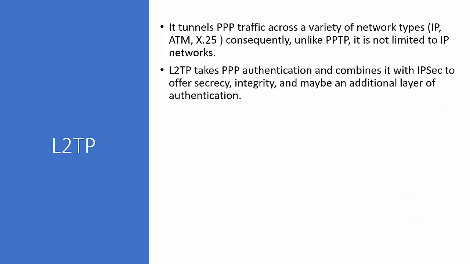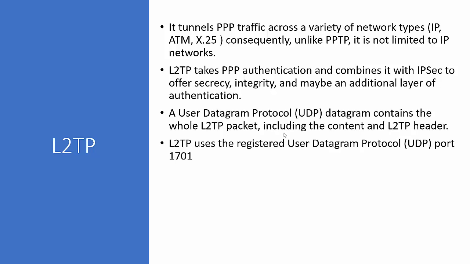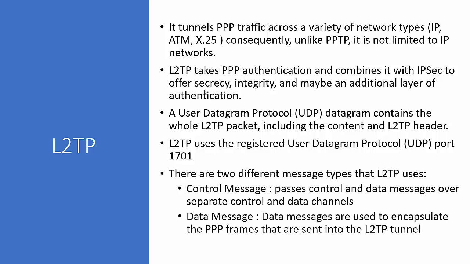I'm planning to cover IPsec in a separate module. So here we're talking about L2TP. L2TP uses IPsec by which it protects the IP packets. L2TP uses UDP, so a UDP datagram contains the whole L2TP packet, which includes the content of the L2TP header. And L2TP uses the registered UDP port number 1701. Okay, 1701. Now in L2TP, we have two types of messages.